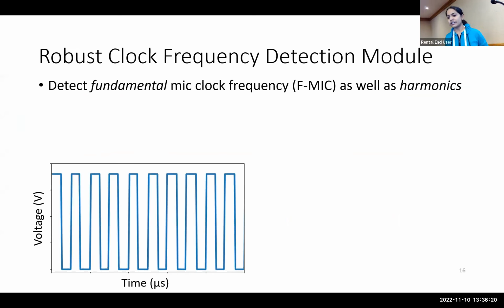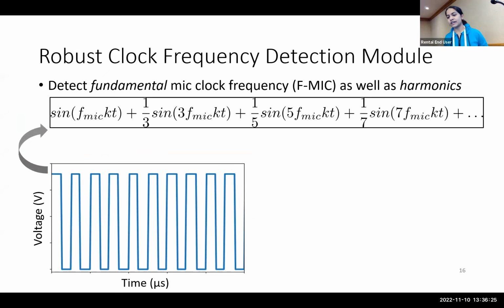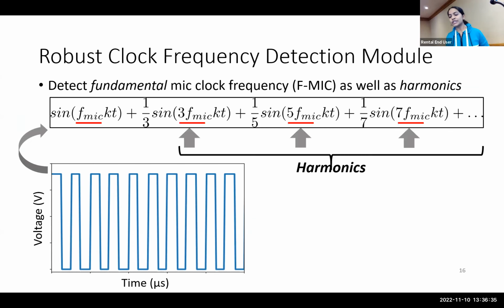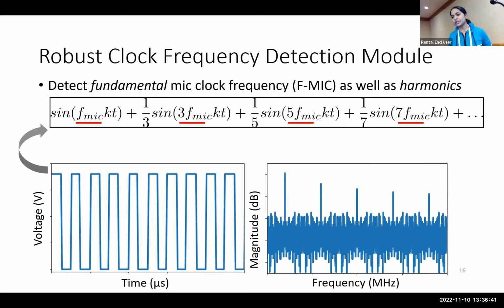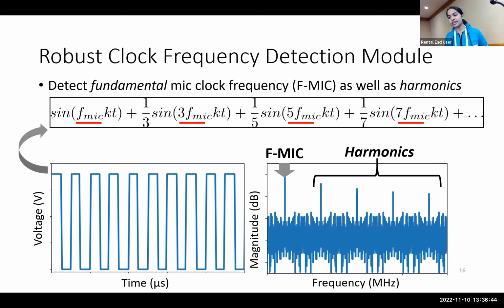So to quickly recap this, if you look at an ideal clock signal, and if you look at its textbook formulation, you basically see that it is a sum of sinusoids, an infinite set of sinusoids, where the highest energy is present in the fundamental, but there are also decreasing amounts of energies present in its multiples, which are typically called the harmonics, right? So the leakage is present in the fundamental as well as in the harmonics.